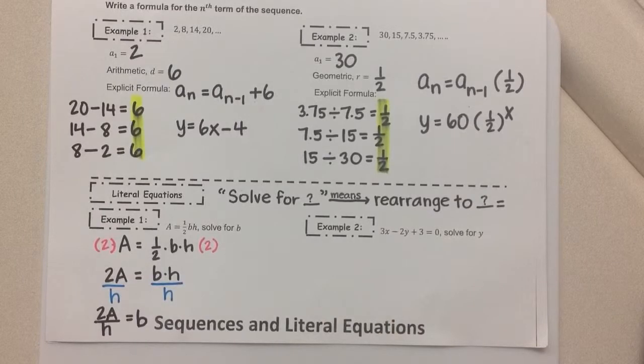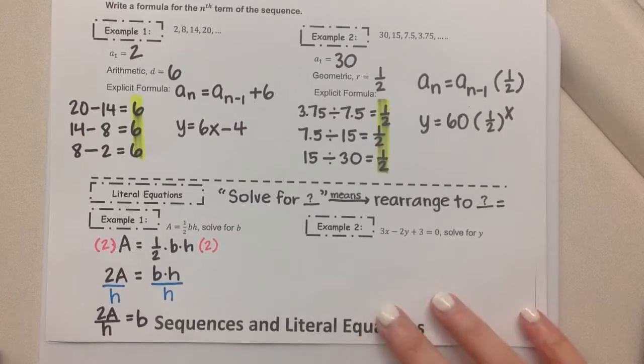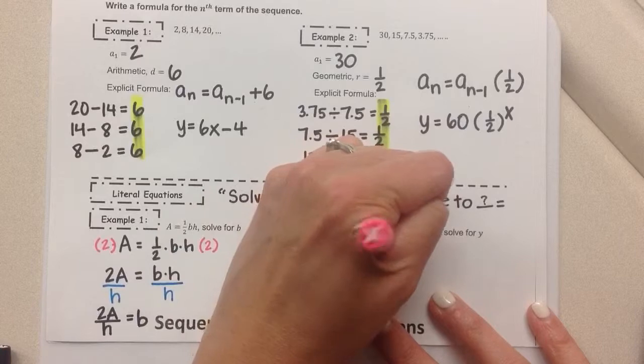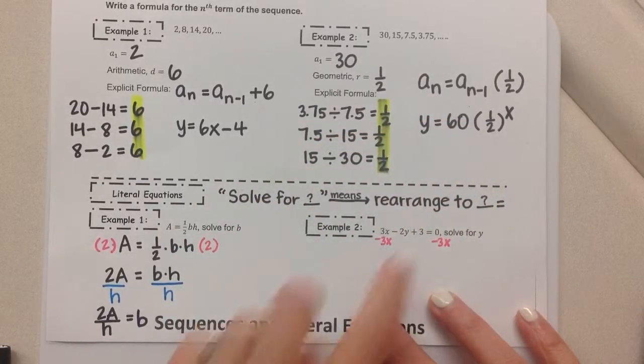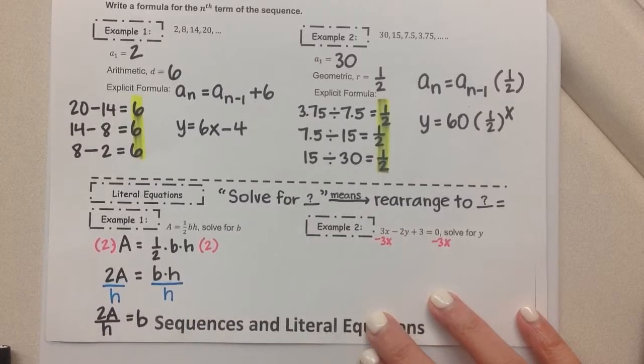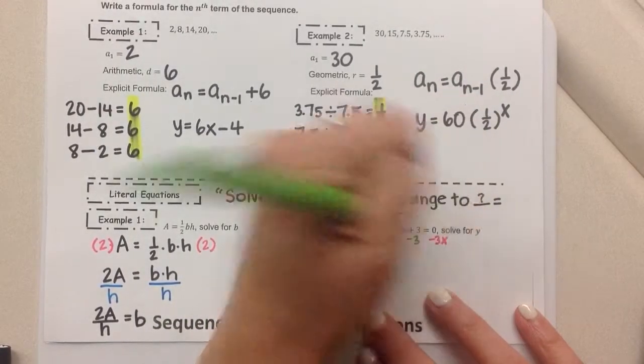All right, and now we want to take this one. We've got 3 times the value of x minus 2 times the value of y plus 3 is equal to 0. Solve for y. So if you look at this, this is just making it y equals. The first thing I want to do is move all my terms to the other side. So I'm going to subtract 3x from both sides. And then I'm also going to move the 3. Well, the opposite of adding 3 is subtracting 3, so I'm going to subtract 3.